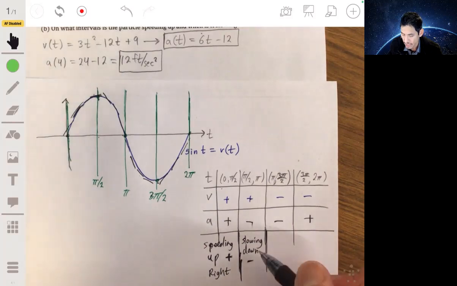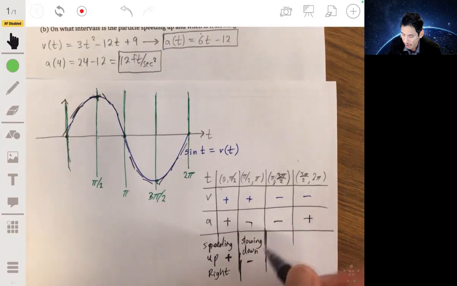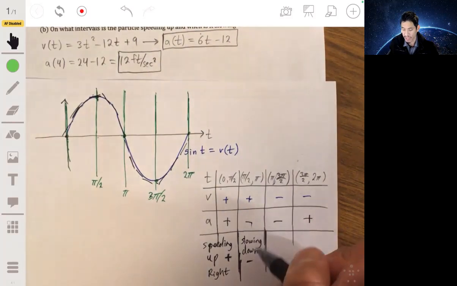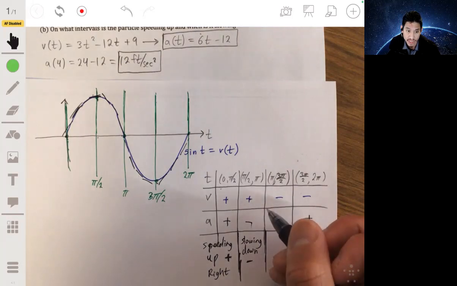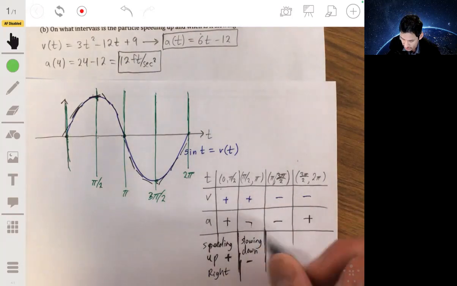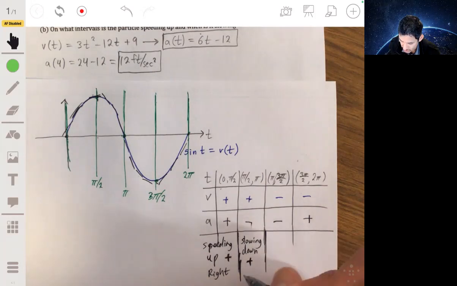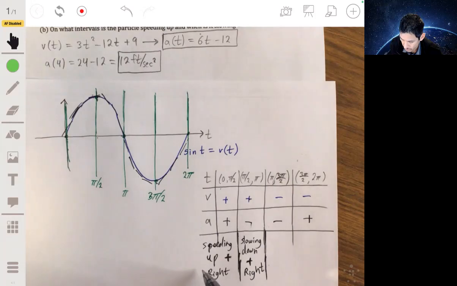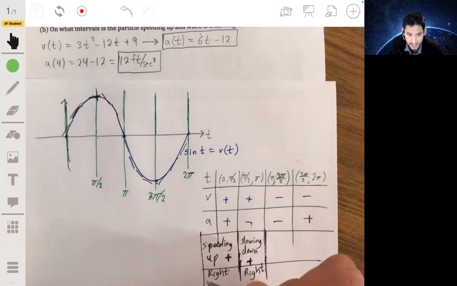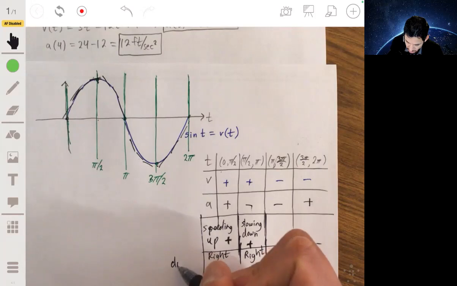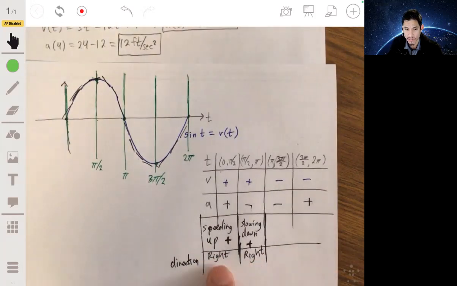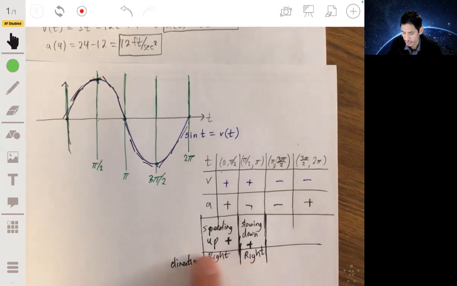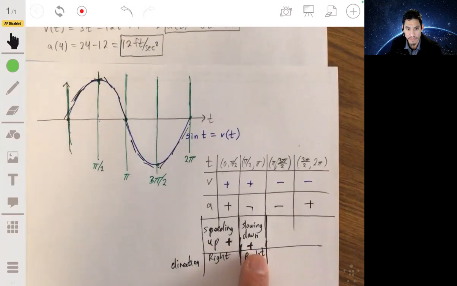Actually, I said that wrong. It's slowing down, but it's still moving to the right. It's still moving in a positive direction. So it's slowing down, but the direction is still to the right. So let's make a little row right here to show direction. This is the direction the object is moving. It's moving to the right on this entire thing, but it's speeding up here and it's slowing down here.